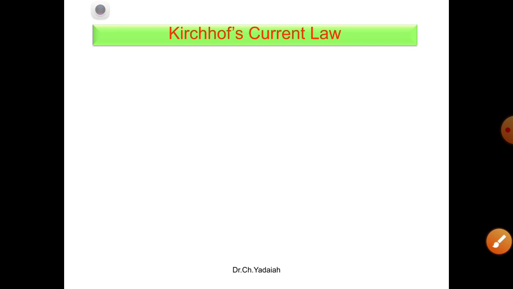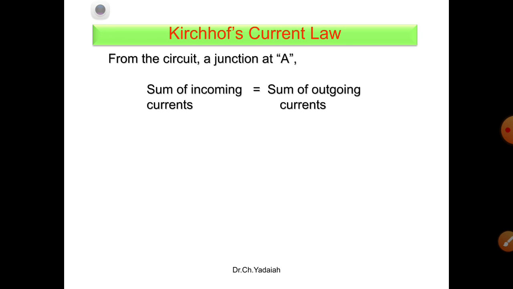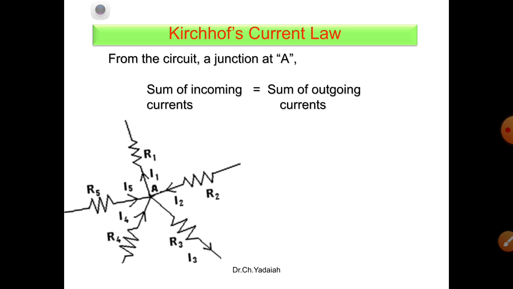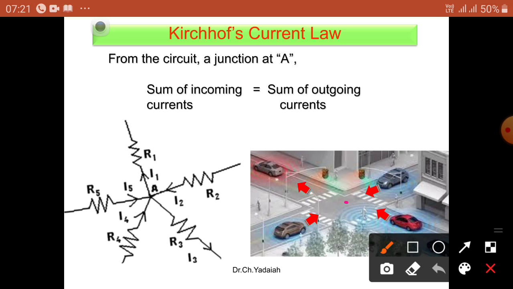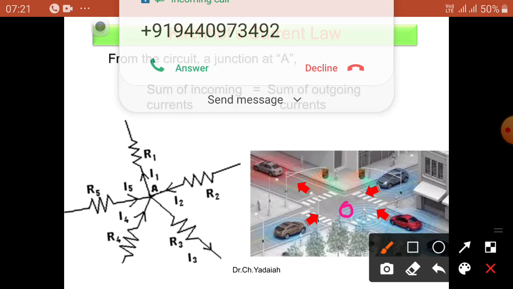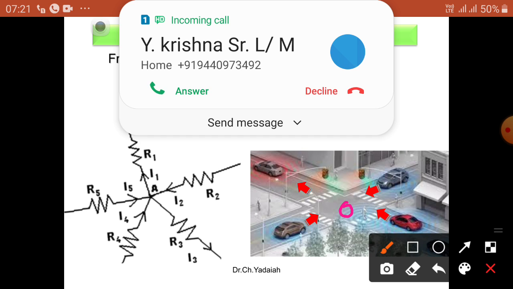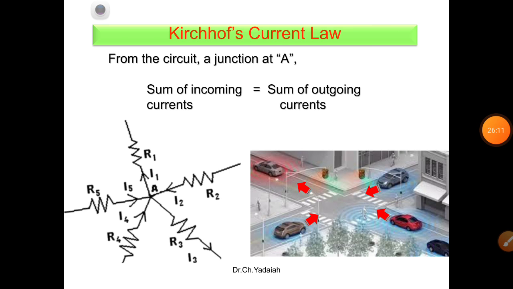Now, Kirchhoff's current law further. From that circuit, at junction A, the sum of the currents entering is equal to the sum of the currents going out. That is, the sum of incoming currents is equal to the sum of outgoing currents. Here is a junction, and vehicles are coming from this direction, this direction, and this direction.